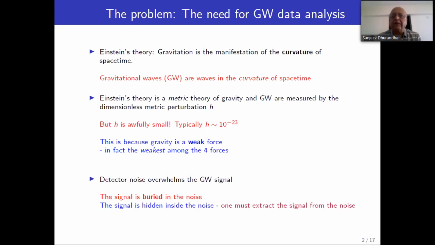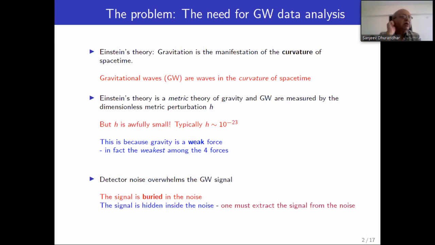So what is the need for gravitational wave data analysis? First thing is Einstein's theory. Einstein's theory predicts gravitational waves. And in Einstein's theory, what is gravitation? Gravitation is a manifestation of the curvature of space-time. In Newton's theory, there's the inverse square law where two masses attract and the force is proportional to the product of the masses divided by the square of the distance. In Einstein's theory, there is no such thing as a force. Gravitation is not a force, but a manifestation of the curvature of space-time.